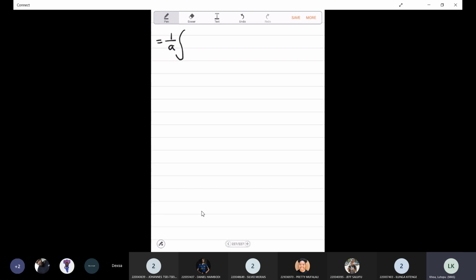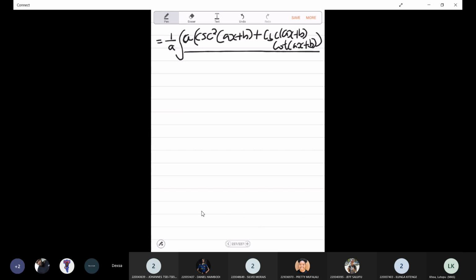The integral of cosec, we have a first. We have cosec squared of ax plus b plus cosec cot ax plus b, and then divided by cosec ax plus b plus cot ax plus b. Okay, and dx must still be there.